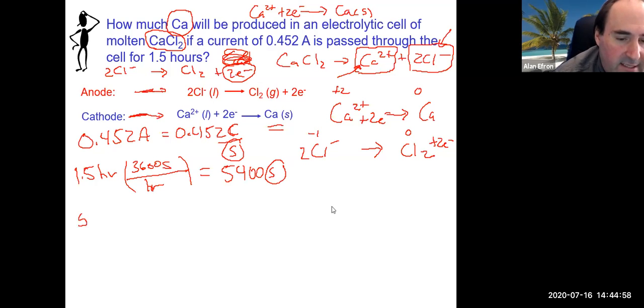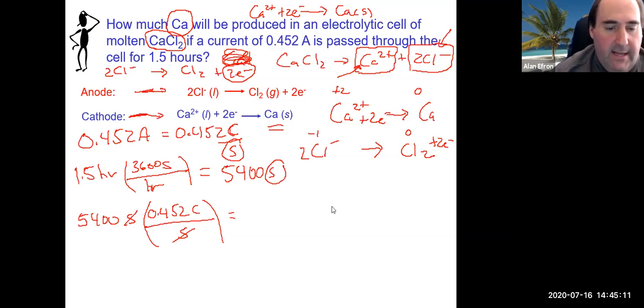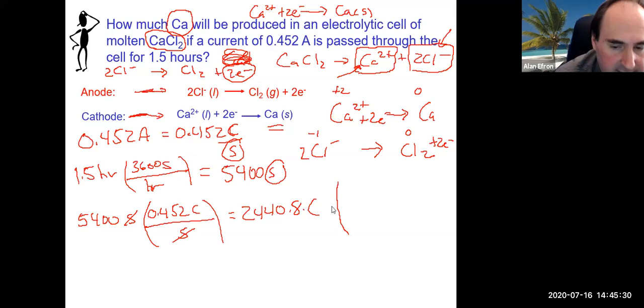So what you want to do is take the time that you ran the cell for and multiply it by the amperage you were running it at. The seconds here will cancel, and that's going to give us 2,440.8 coulombs. Now, once you get the charge that's happening in the cell, this is where you use Faraday's constant. It's the same constant that we use in all those other formats, 96,500 coulombs per mole of electrons. Kind of like a constant, this little part here. The coulombs are going to cancel.